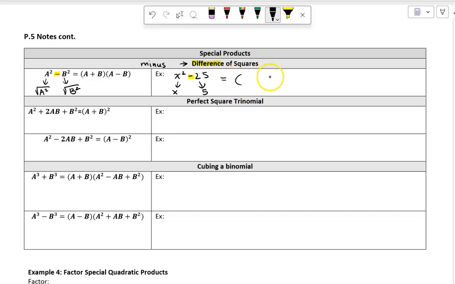So this is going to equal, well, this is our pattern. One gets a plus, one gets a minus. Our square roots x and 5 go in both. You can always FOIL it out to check your answer. I am going to have us make a little note on the side though that a non-example would be x squared plus 25. This is not factorable at all. And the reason is it's not a difference.